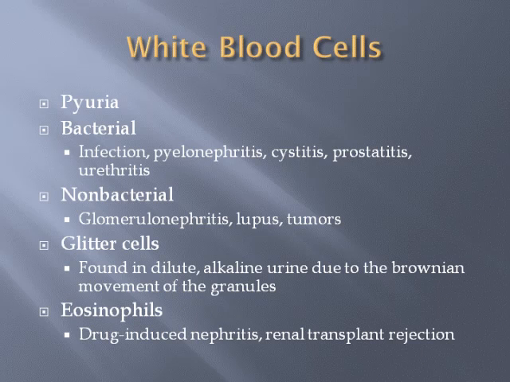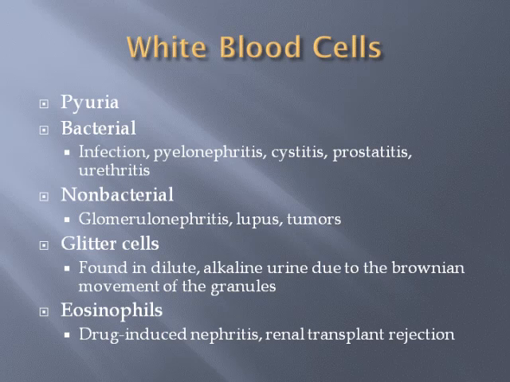White blood cells are due to pyuria. That's the term for white blood cells in the urine, usually due to bacterial infections, perhaps pyelonephritis, cystitis, prostatitis, or urethritis. Non-bacterial reasons why a person might have white blood cells in their urine include glomerulonephritis, lupus, and some tumors.